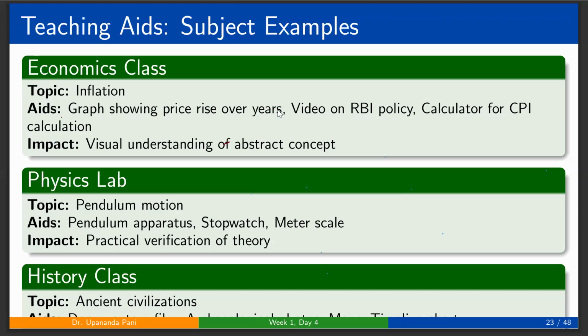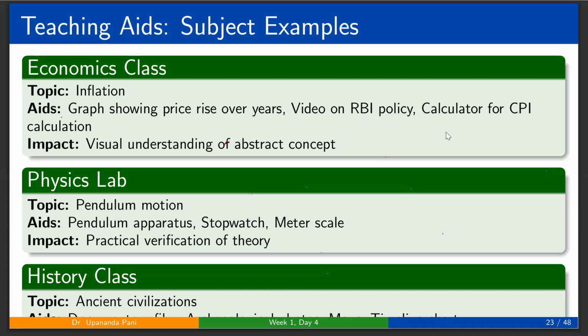Now the question is, you will say, sir, the computer is not there, I am facing a problem. No, today everyone has a mobile phone, so you can use mobile phones. You can ask the students to use their mobile phones to see the inflation graph. Go to the World Bank Development Indicators database and see how inflation is increasing. Then a video on the RBI policy, a calculator for CPI calculation, right?